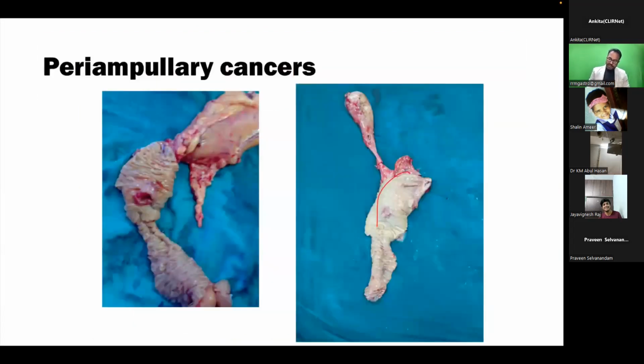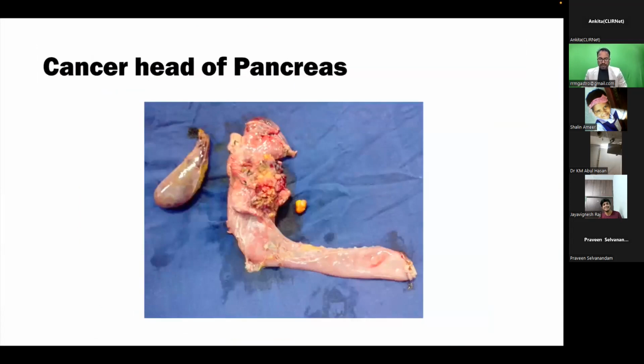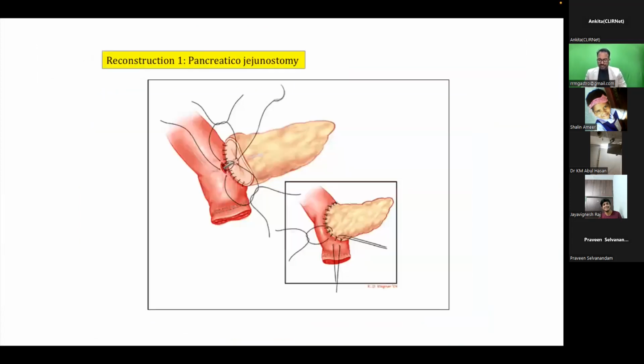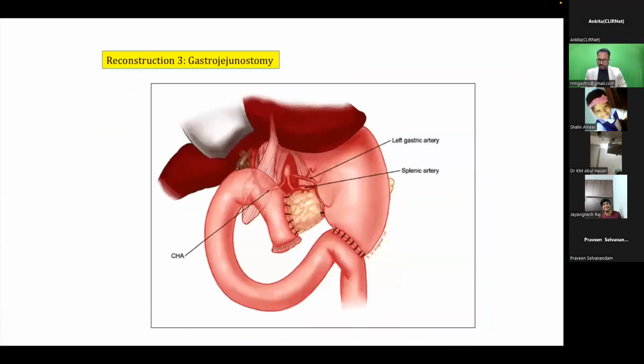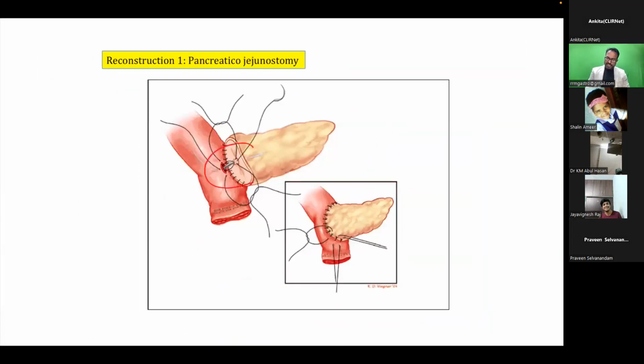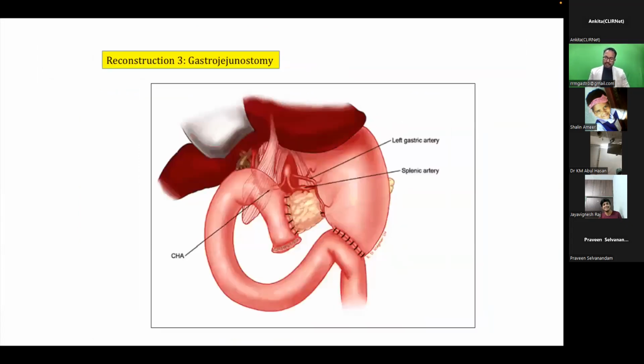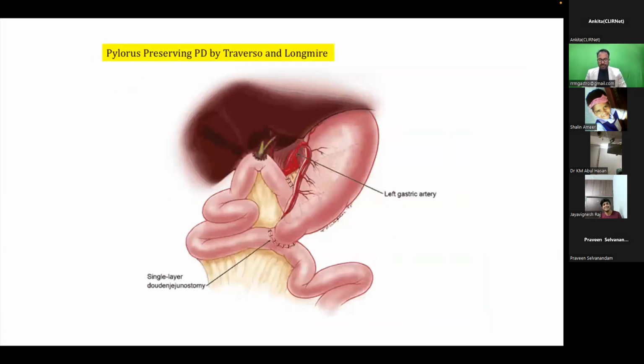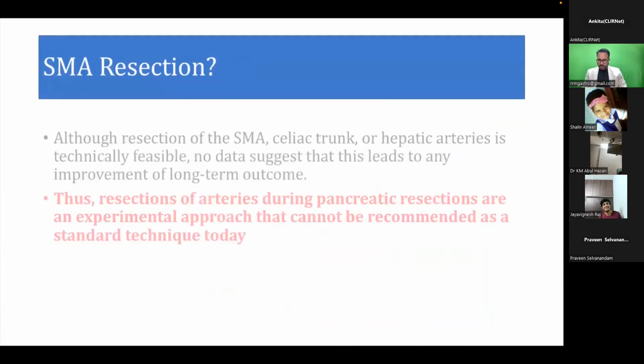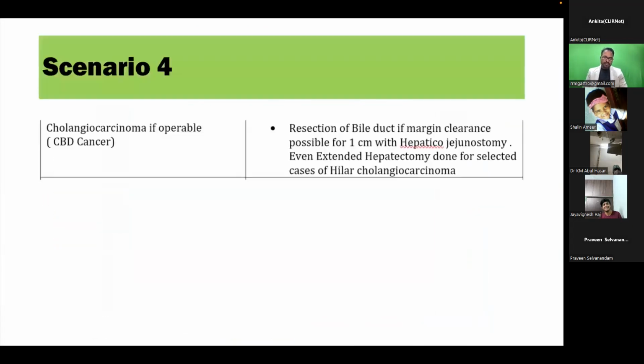You can see the entire duodenum, the pancreatic head, the bile duct with the gallbladder, all those things will be there. It is a specimen of Whipple's. All these are various cases operated by our department. So this is a picture showing you 3 reconstructions. I told you, PJ, HJ, then GJ. All these operations will be done. So all these things are a little extensive. So just remember the points I told you.